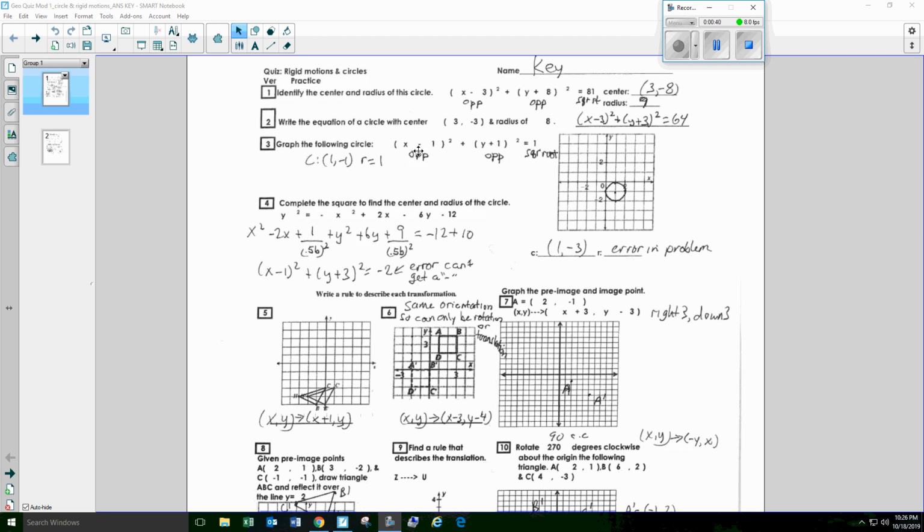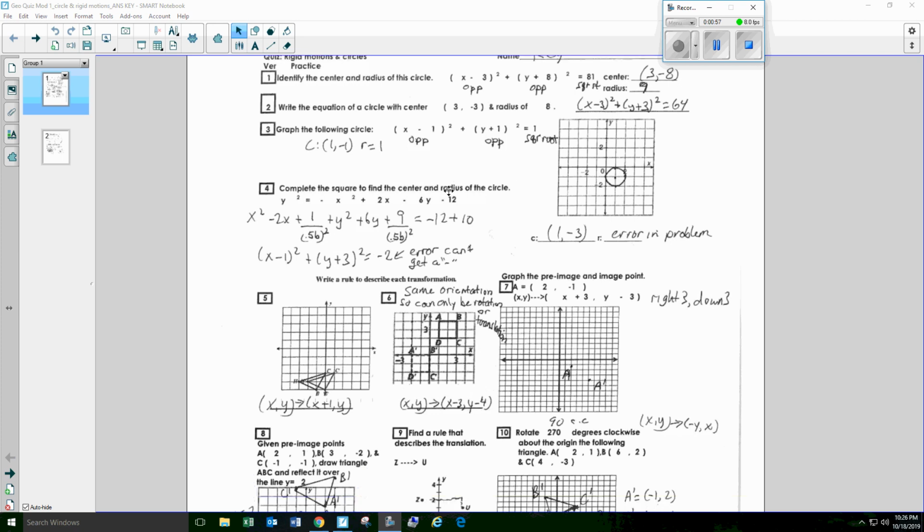To graph the circle, again, we get the center from the left side of the equation, opposite, opposite. So that's 1, -1 for the center. Take the square root of the right side. That is 1. So we plot the center, 1, -1, and count out 1 in each direction, north, east, south, west, and then draw our circle.